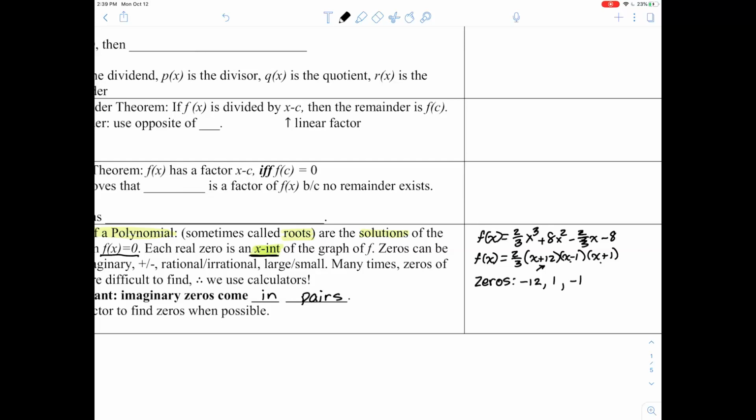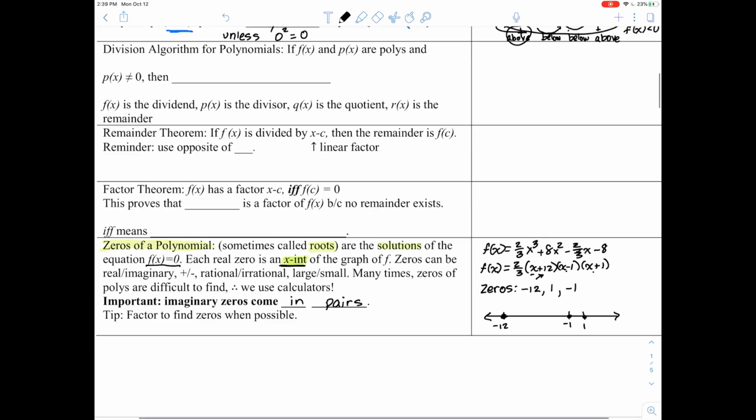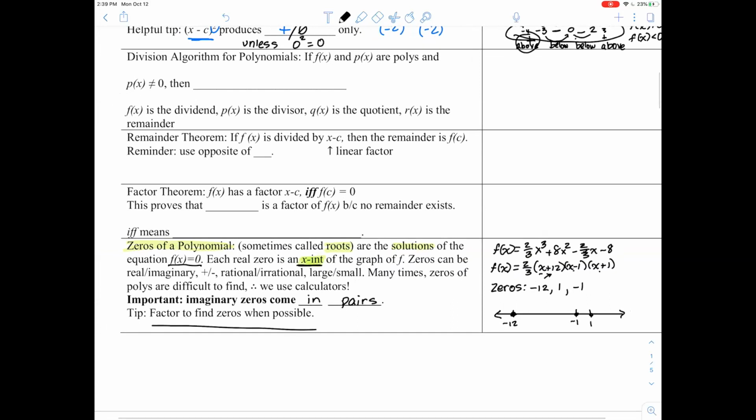Now, those are our zeros. So if I were to graph this, its zeros would be here at negative 12 and negative 1 and 1. And those would be the zeros. And of course we could use a sign diagram to figure out when we were above or below. But I think the big point here is that when you can factor to find zeros, that's useful.